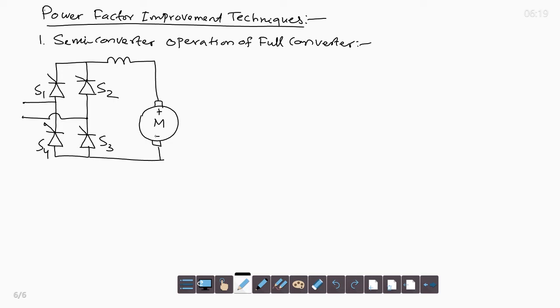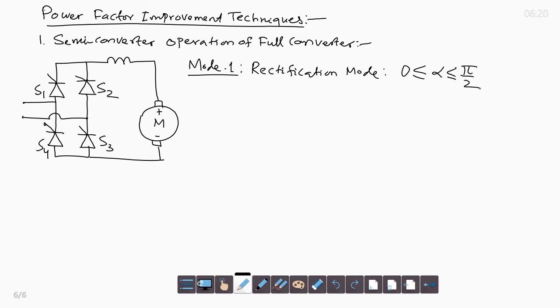So, what is done? The circuit is a fully controlled converter, but it is operated like a semi converter to give the power factor of a semi converter. There are two modes of operation. Mode 1 is the rectification mode. In the rectification mode, the firing delay angle is between 0 to pi by 2.